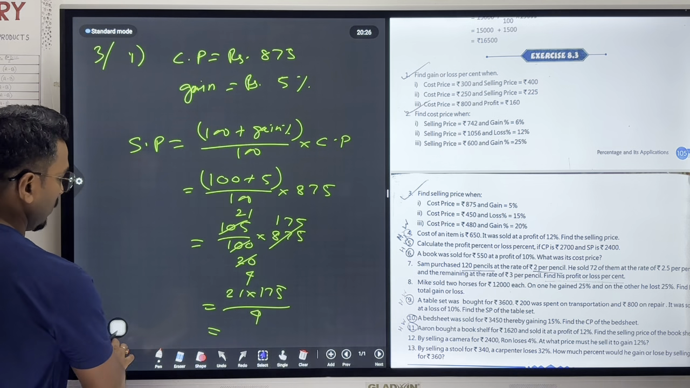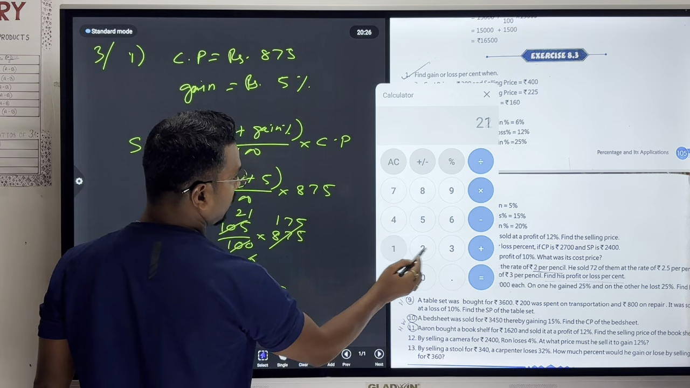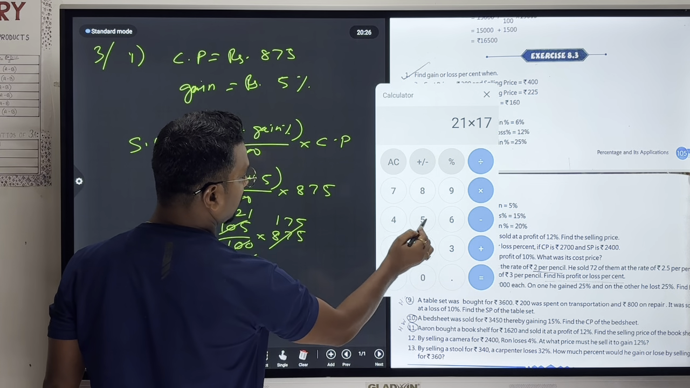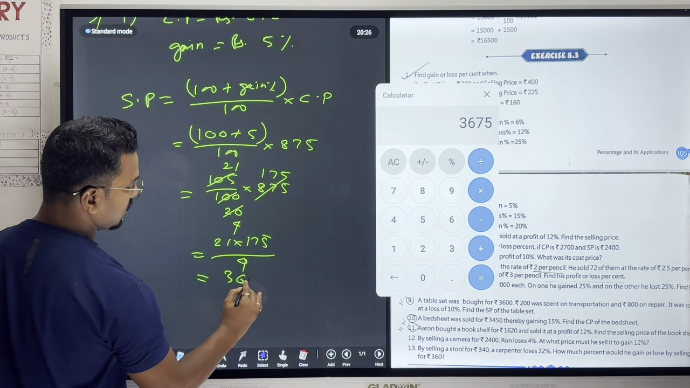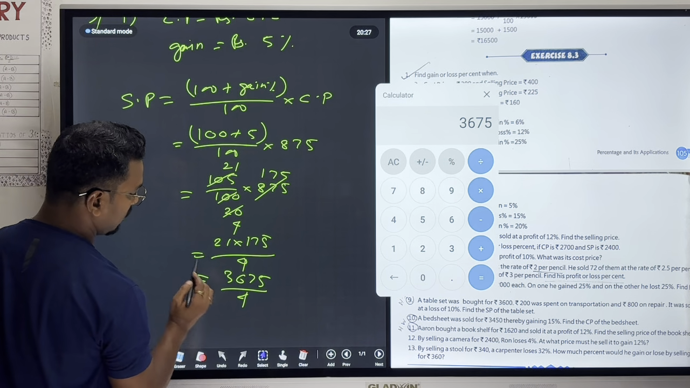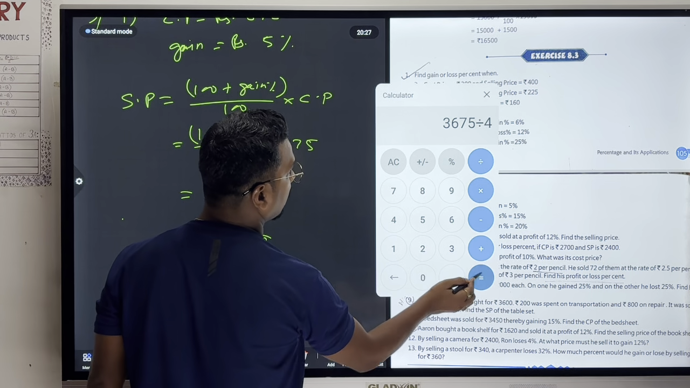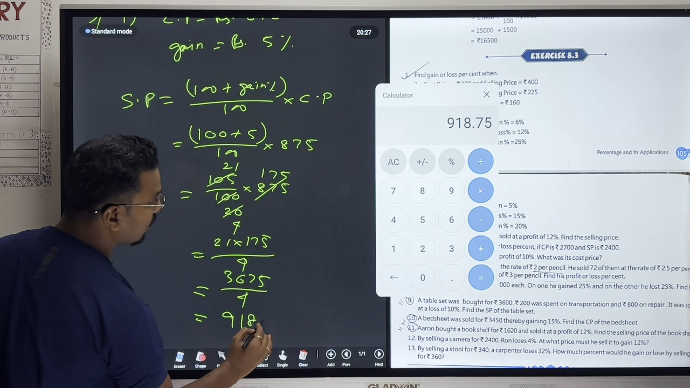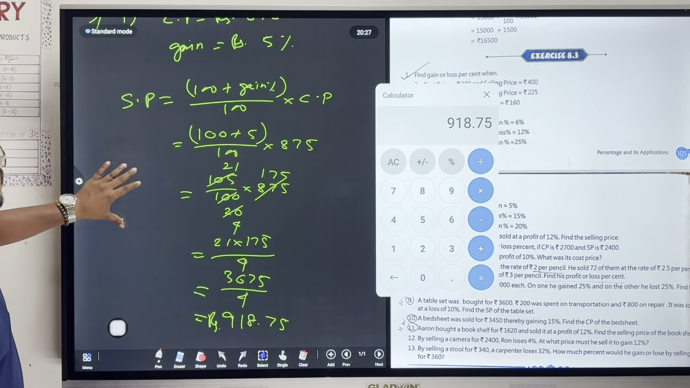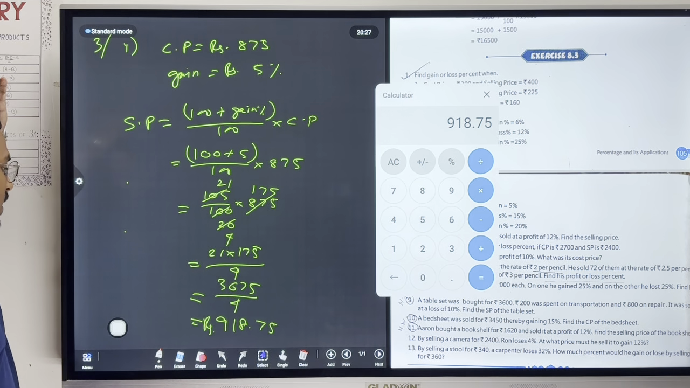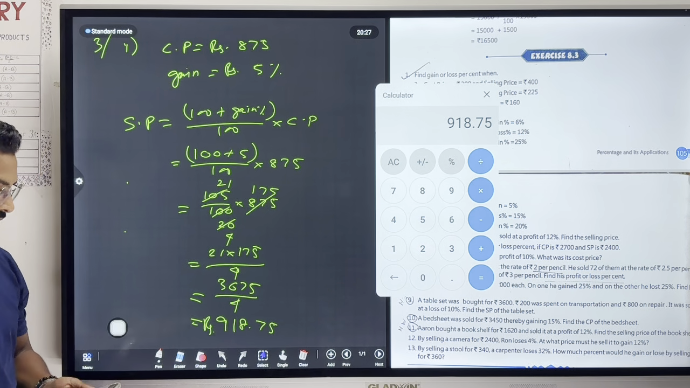So if you multiply it, what you will get? 21 into 175 is equal to 3675 divided by 4. Okay, divide by 4. So what you will get? 918.75 rupees. What is the selling price? What was the cost price? Cost price was 875, and if you are getting a profit of 5%, then what will be the selling price? 918.75.